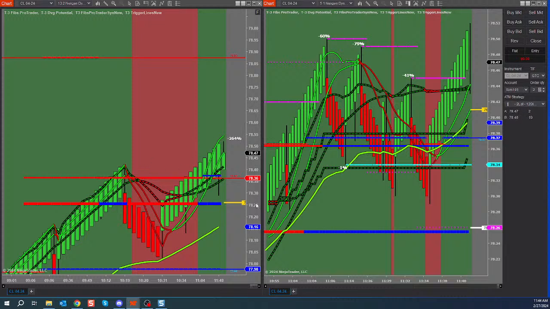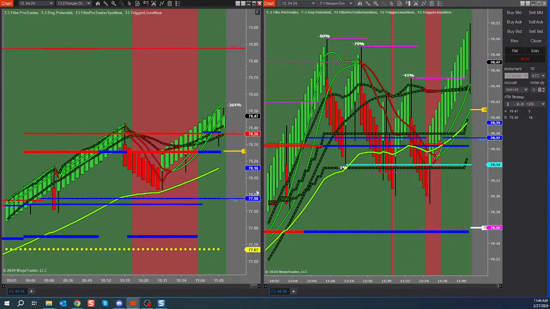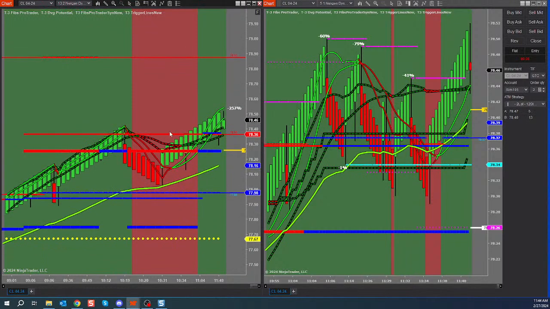But do you guys think it's an accident? And if I tighten it a little bit, is it an accident that there was such a huge fight between buyers and sellers right at key areas? I don't think it is.